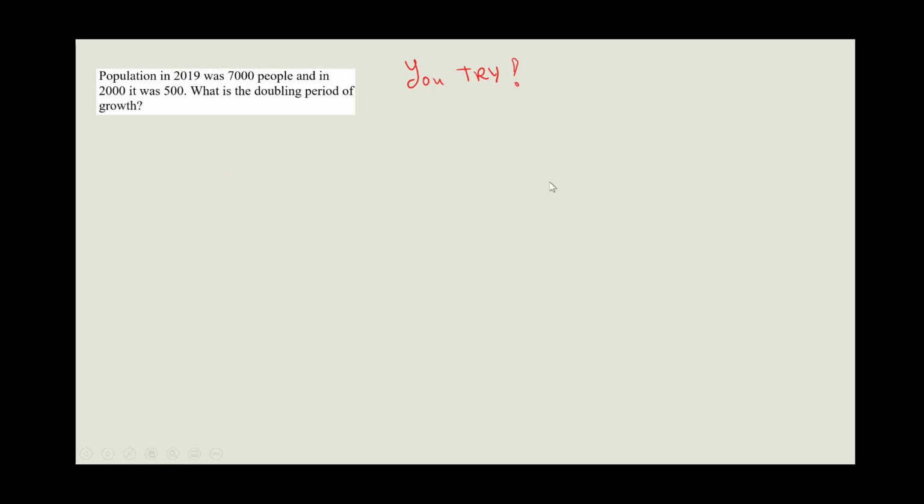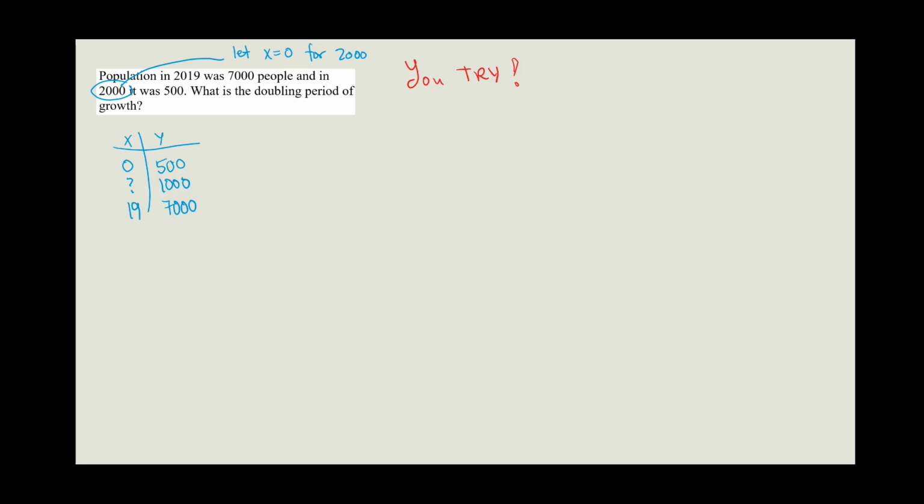Here's another question that you should try on your own as well. We're told population in 2019 is 7,000 people. And in 2000, let's say it was 500 people. The question is, what is the doubling period of growth? Because it's years, I think it's best to put in, let X be 0 for the year 2000, so you don't have to work with inputs being really large. And at this point in time, pause the video, do the question, and then unpause when you're ready.